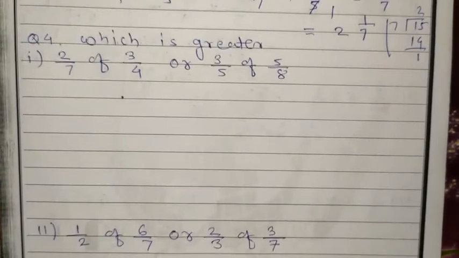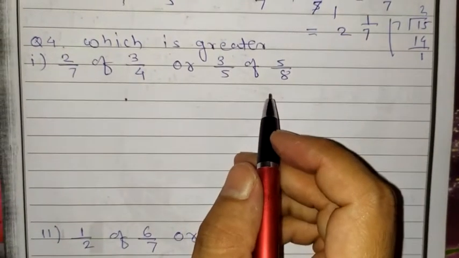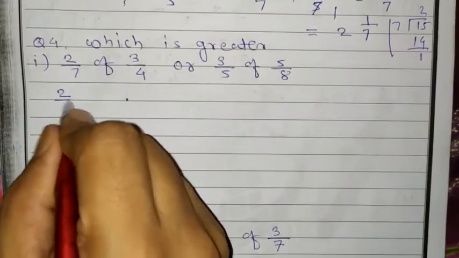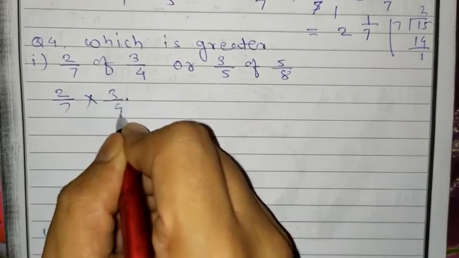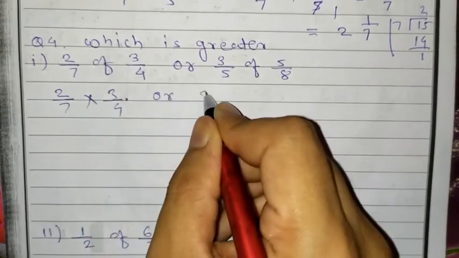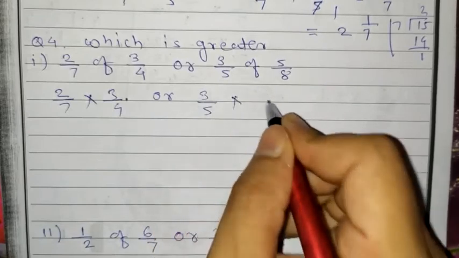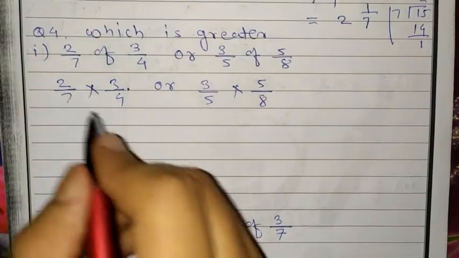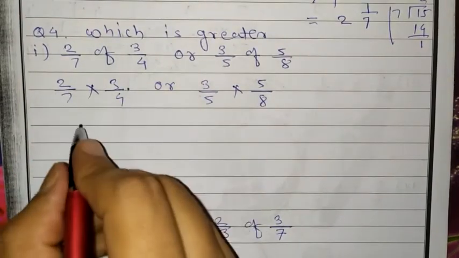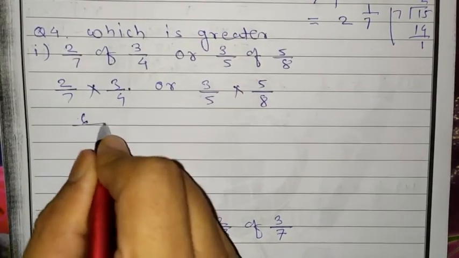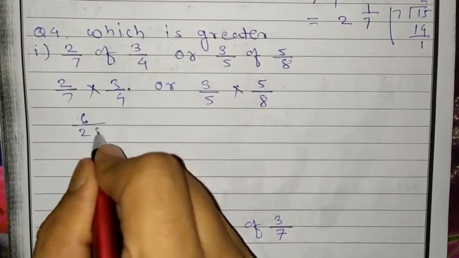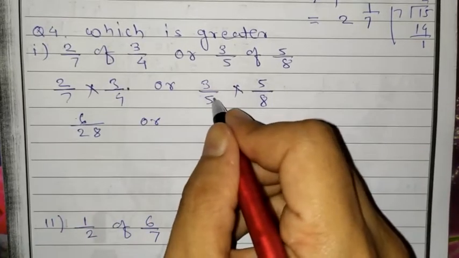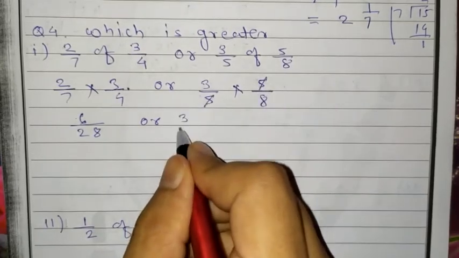Now the next one is which one is greater. So you have to compare these numbers. So you solve according to that. 2 upon 7 of, meaning multiplied by, 3 upon 4, right? Or, as it is, 3 upon 5 of, meaning multiplication sign, 5 upon 8. So while solving this, you see their multiplication. 3 into 2 is what? 6. 7 into 4, 28. Here I am writing 'or' as it is. Here 5 will cut. Same numbers are there, so it is 3 upon 8.